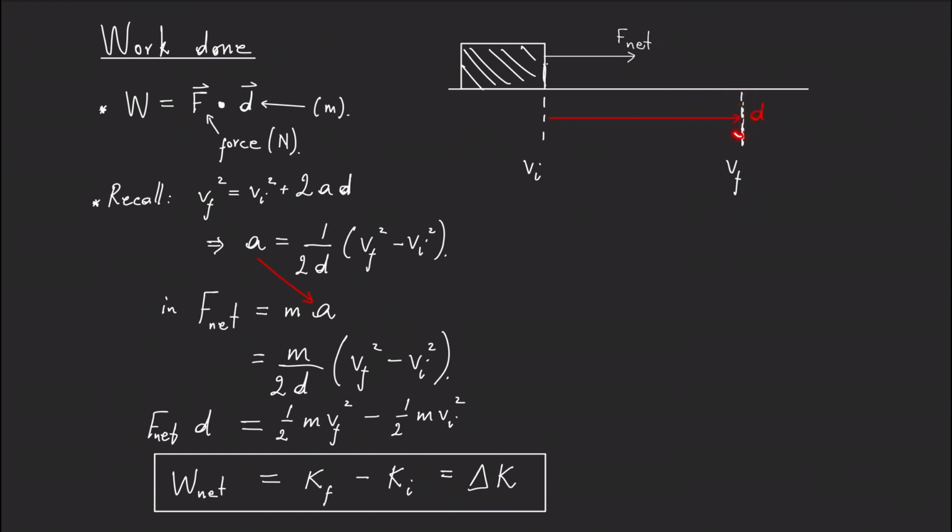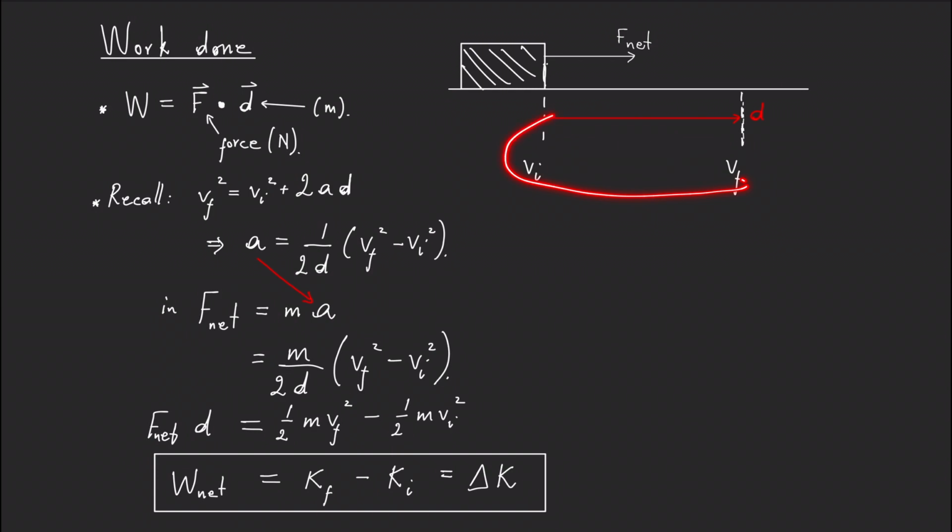When the object, the block, gets here, its speed has changed. It's no longer vi, but now it's vf. Because of the force acting over this distance, we observe a change in speed. The force has caused a change in speed, hence a change in kinetic energy.